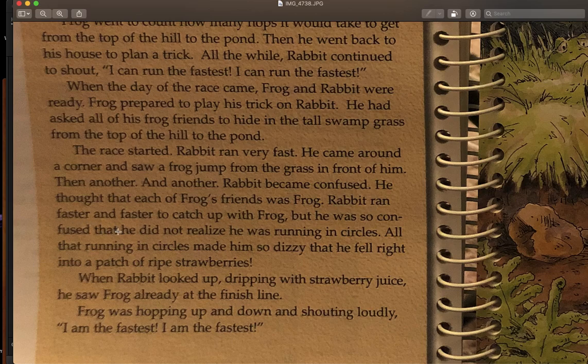Rabbit ran faster and faster to catch up with Frog, but he was so confused that he did not realize he was running in circles. All that running in circles made him so dizzy that he fell right into a patch of ripe strawberries. So what made him fall? Well, he fell because he was so dizzy from running in circles.